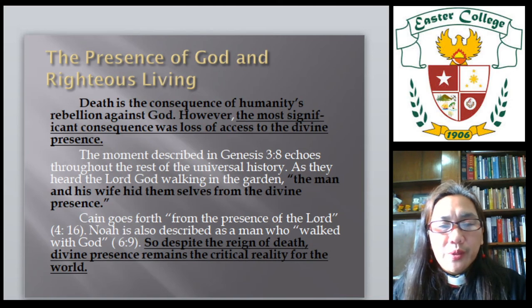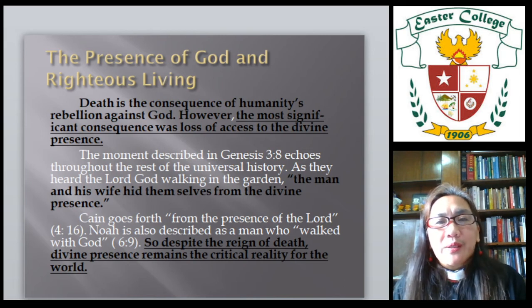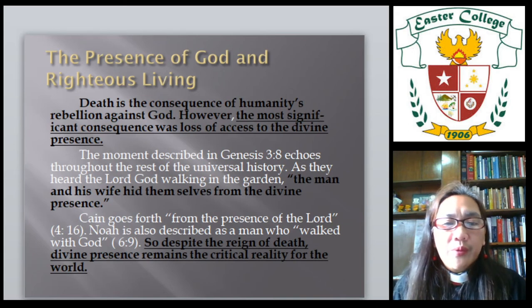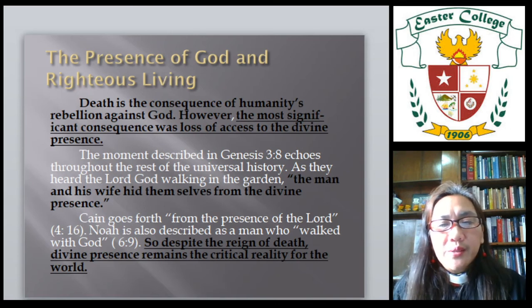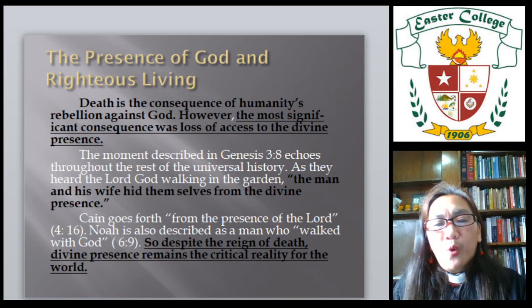The first murder, that's in chapter 4. When Cain murdered Abel, his younger brother, and of course, after that comes fear and guilt. And so he walked away from the presence of the Lord. Right? And Noah is also described as a man who walked with God.